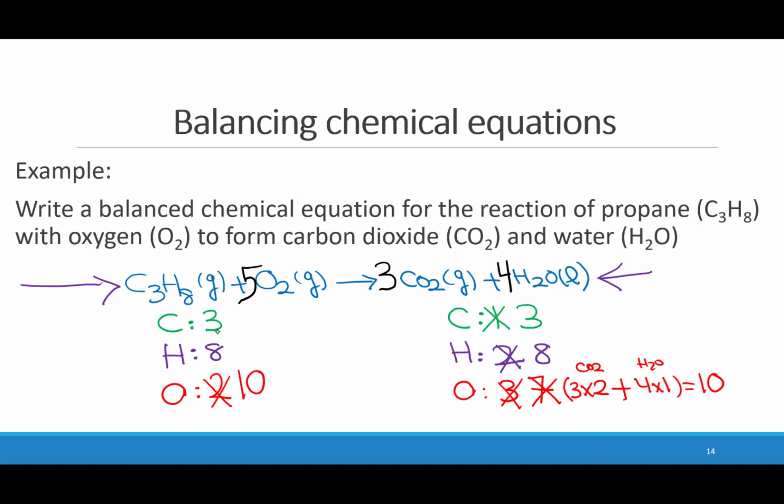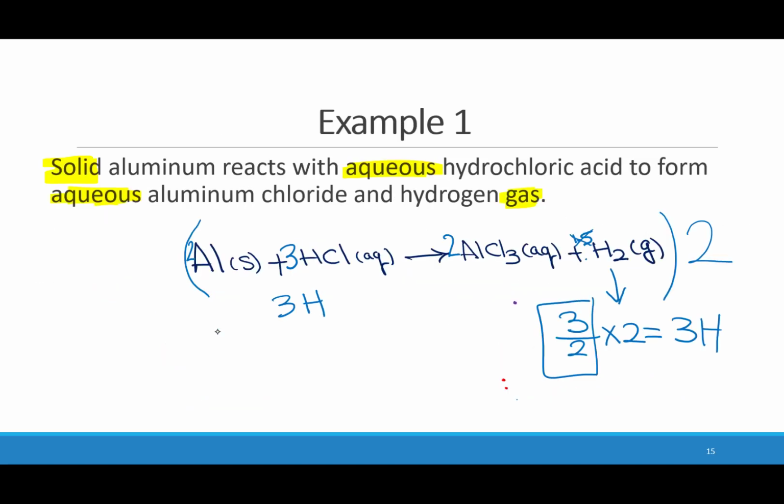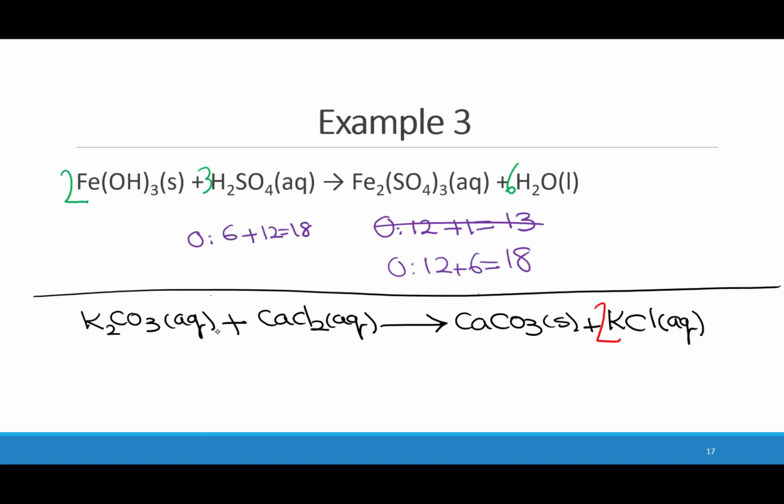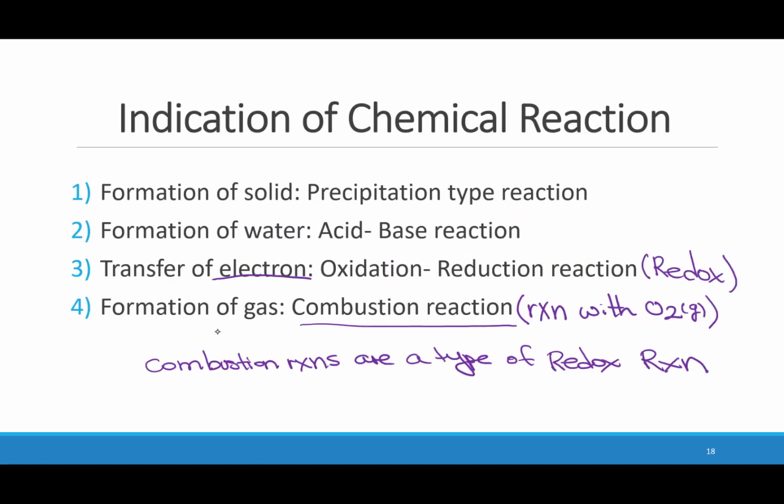We did a series of problems in class. I'm not going to go over them, but if you have any questions, please let me know and I will go over them with you. And I did 1, 2, 3. These are the examples I did.